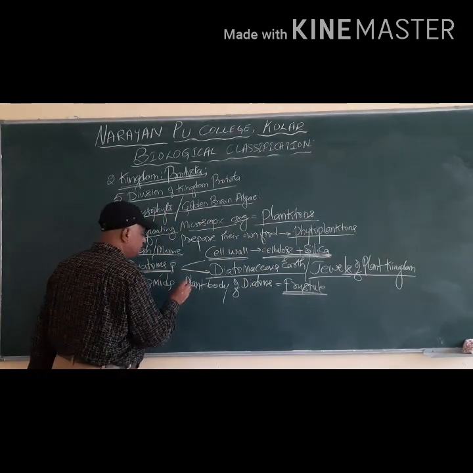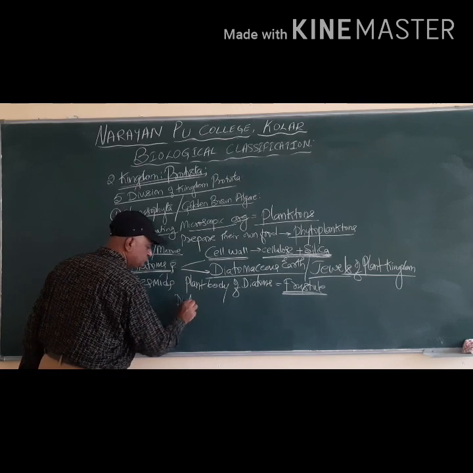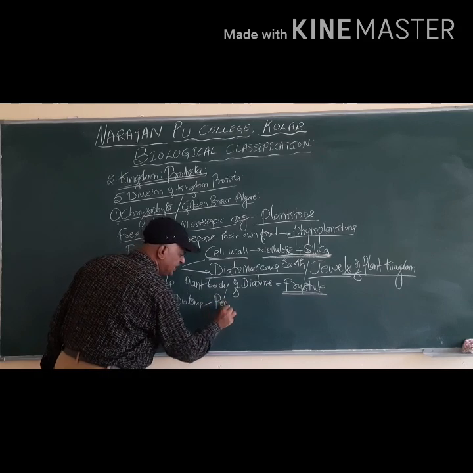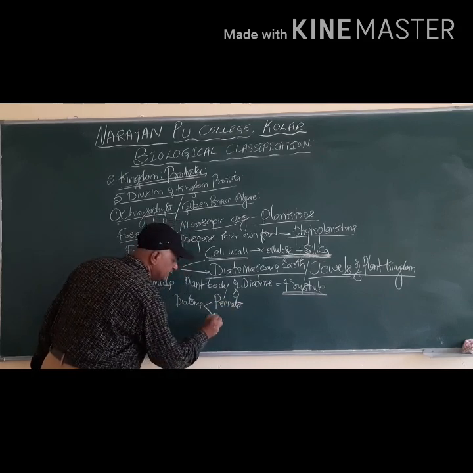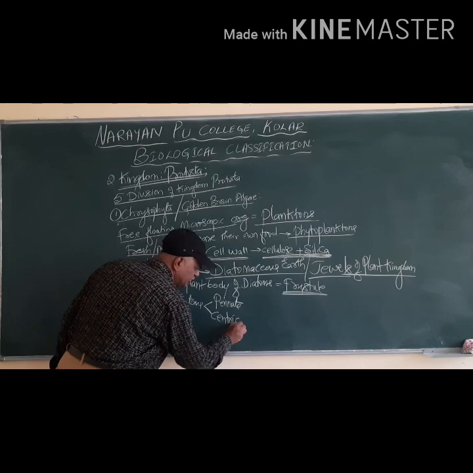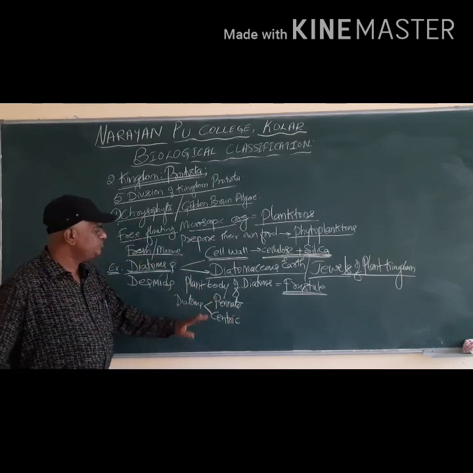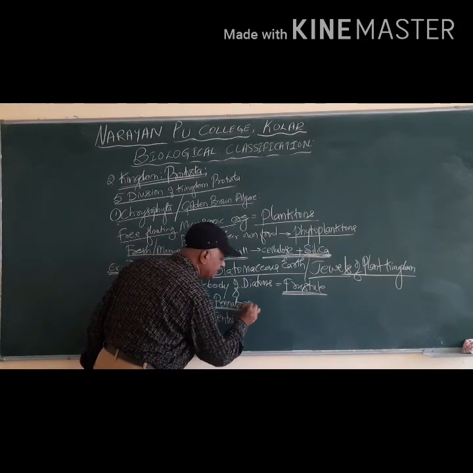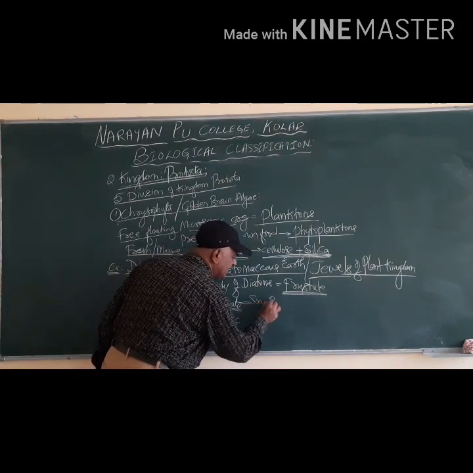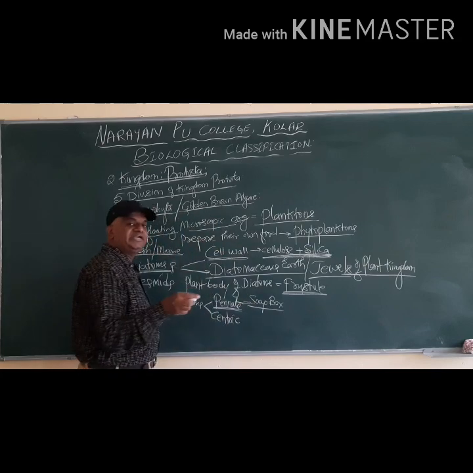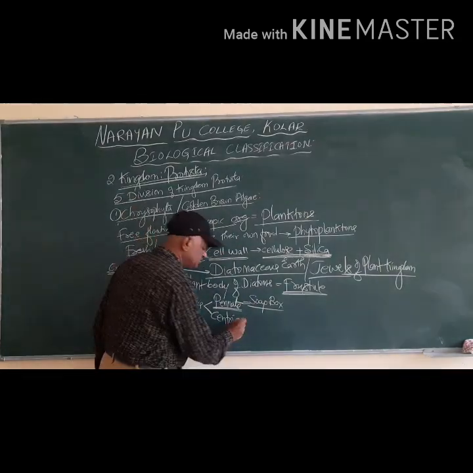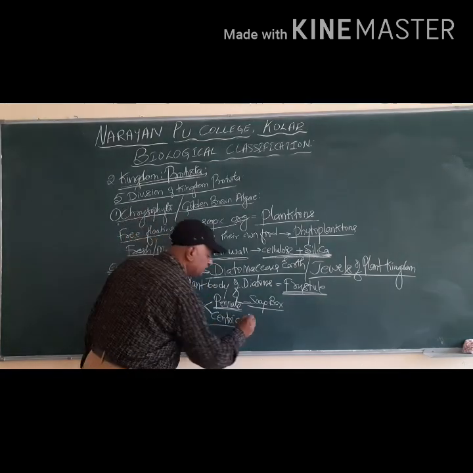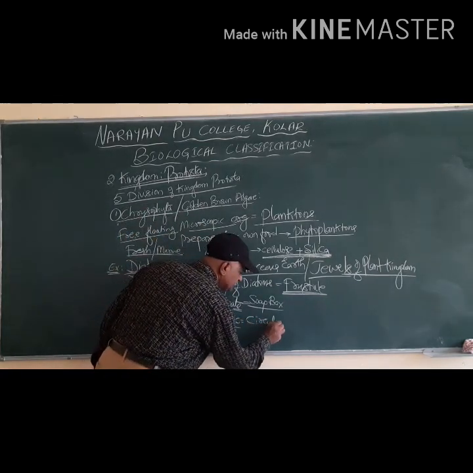Here there are two types of diatoms. One is called as pinnate diatoms, and the other one is called as centric diatoms. Pinnate diatoms are elongated and look like a soap box. Centric diatoms are circular in shape.